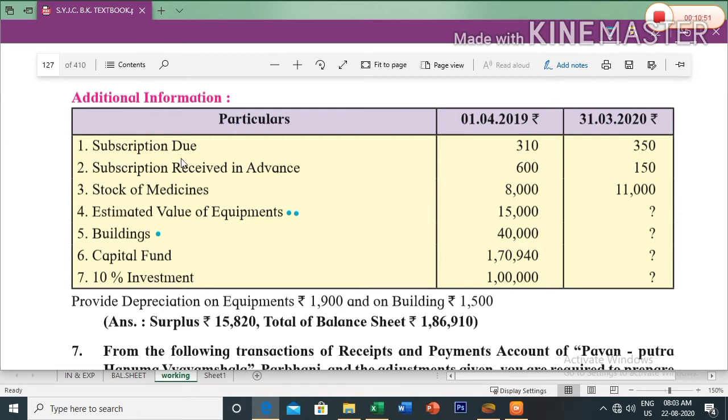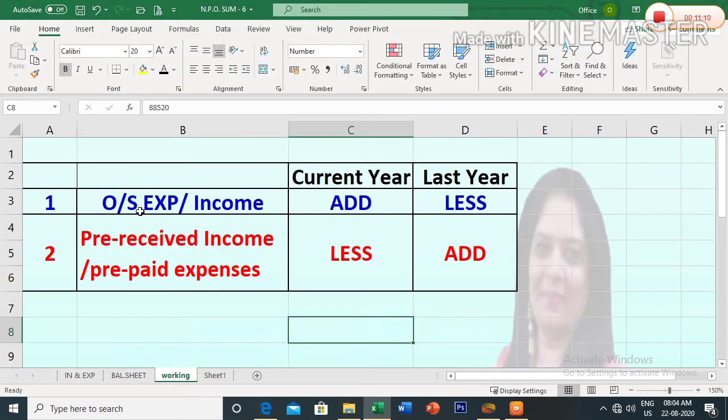First adjustment, subscription due 310 and 350. This is the last year outstanding and this is the current year outstanding. We have to remember some signs for the outstanding and pre-received, prepaid income and expense of the current year and last year. Current year outstanding expense or current year outstanding income will be added to that particular expense or income. But if expense or income is given as outstanding of the last year, then it will be deducted from the amount.